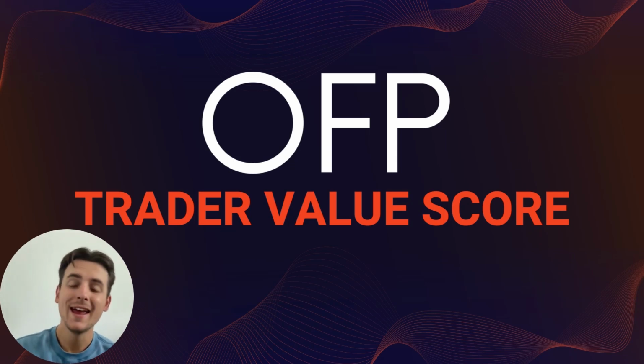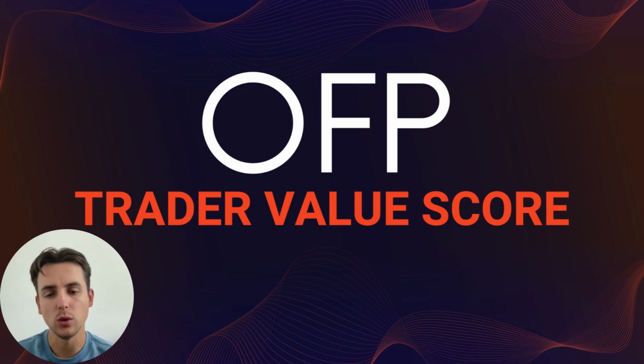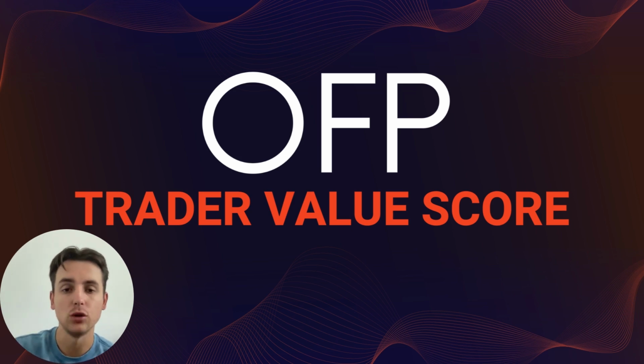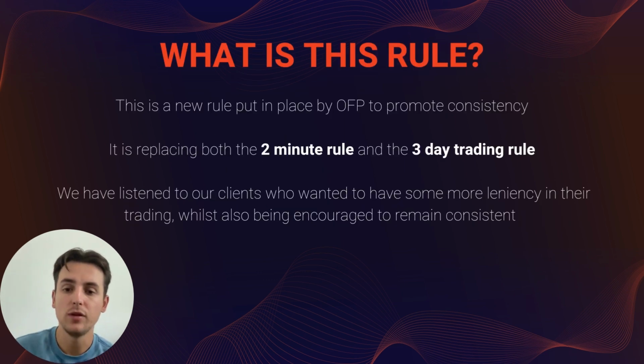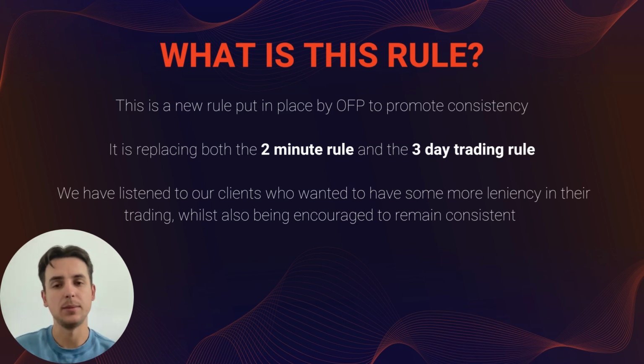My name's Tom, and today I'm going to be talking to you about the new Trader Value Score rule. This is the rule that has been implemented with the release also of new accounts and has replaced some existing rules at OFP. So this is a new rule that is being used to try and promote consistency with our traders. It replaces both the 2-minute rule and the 3-day minimum trading rule.